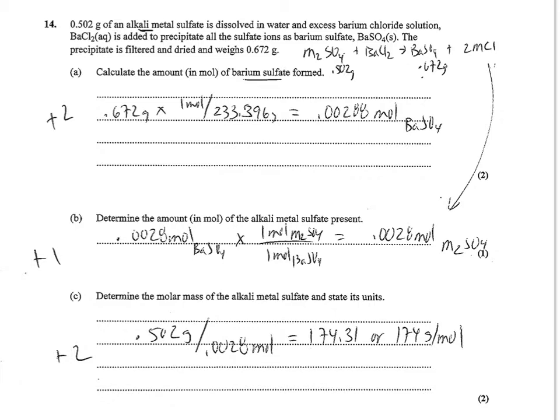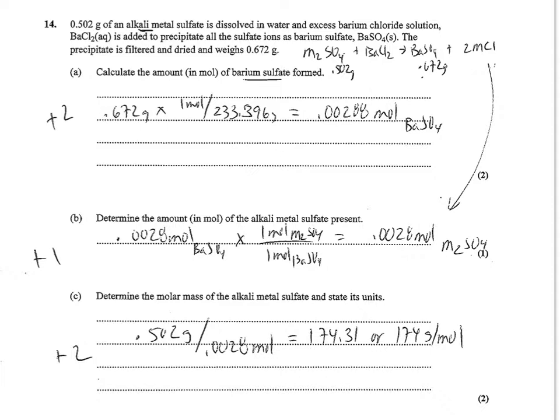So calculate the amount in moles of barium sulfate. Well, they told you it was 0.672 grams of barium sulfate, so you just have to come up with the molar mass of barium sulfate, approximately 233.4. So that's where I got the 0.00288 moles of barium sulfate. So then when I know the amount in moles of the alkali metal sulfate present, well, you have to look at the molar ratio. So if you hadn't already written a balanced equation, you needed to at this point. And you see it's 1-to-1. So it's also 0.00288 moles of my metal sulfate.